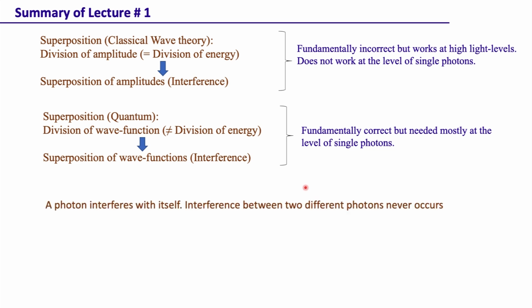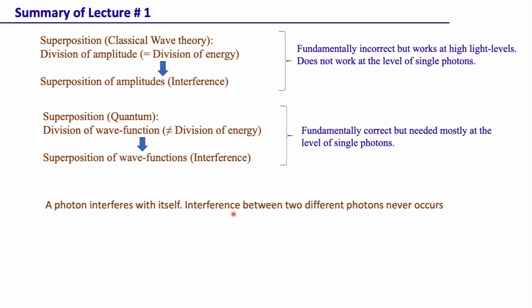This entire thing of superposition and coherence, and how it actually behaves within quantum theory, can very nicely be summarized by what Dirac said: a photon interferes with itself. This is the best explanation one can have, although it doesn't make sense, but this is the best explanation that we have so far, that a photon interferes with itself. Interference between two different photons never occurs.